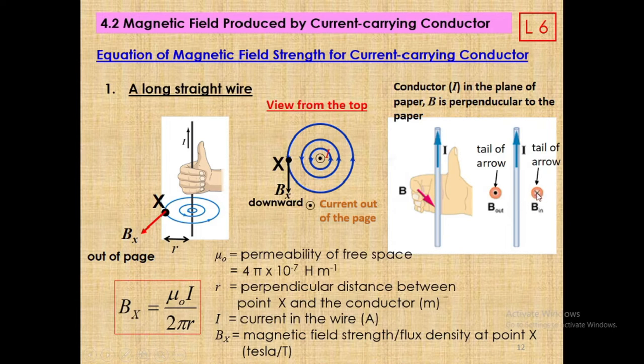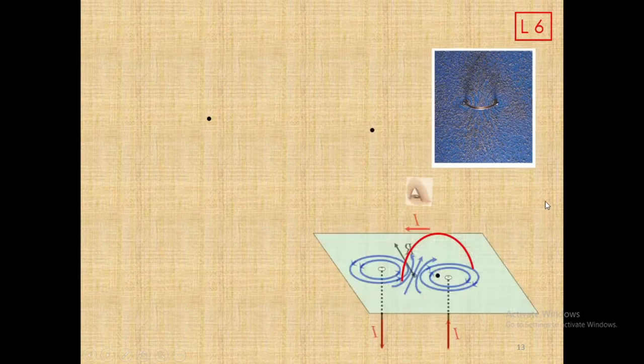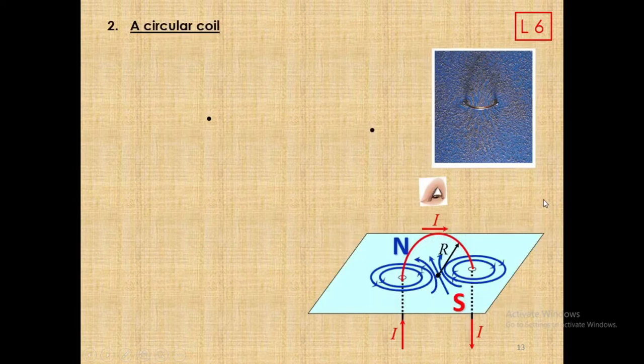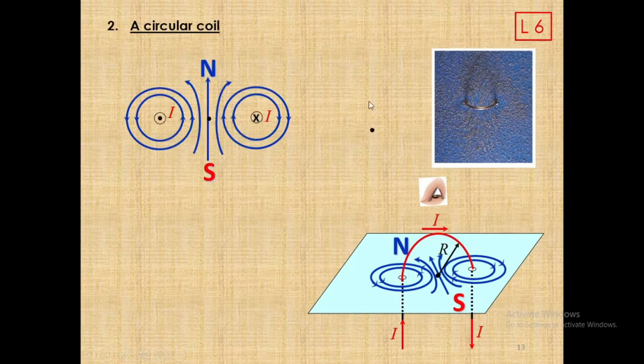But for the right side region of the long straight wire, this one will be a cross circle. So it will be represented as the magnetic field going into the page. Now this one is for the circular coil. So it will be two dots here. The left side is the circular dot.